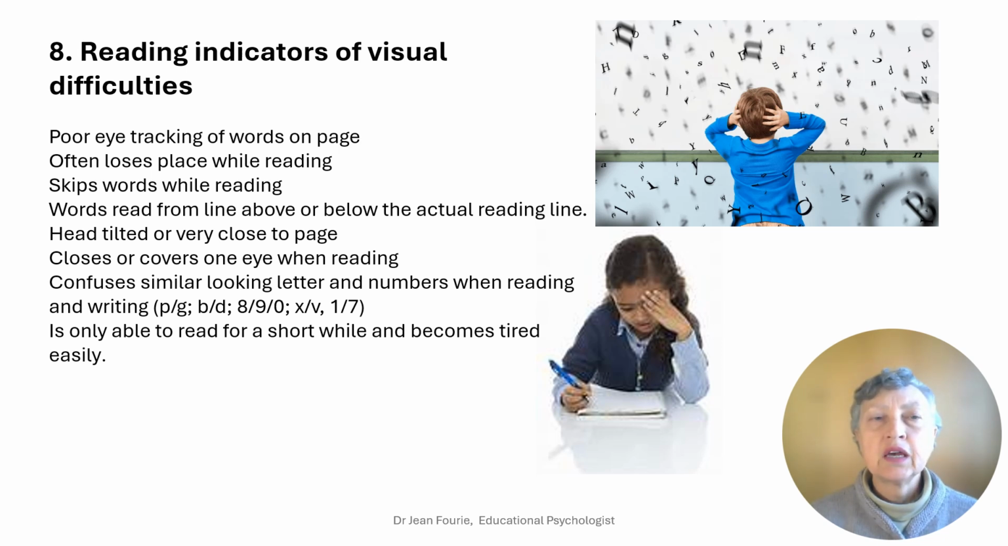Note if the head is unnaturally tilted or very close to the page, or if the child closes or covers one eye when reading. Observe if the child confuses similar looking letters and numbers when reading and writing, such as P, G, B, D, 8, 9, 0, X, V, 1 and 7. Is the child able to read grade appropriate books without tiring too quickly?